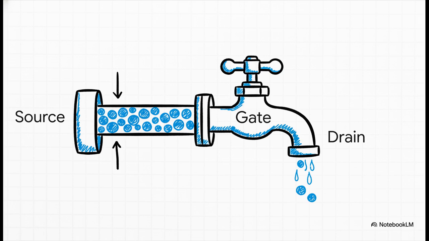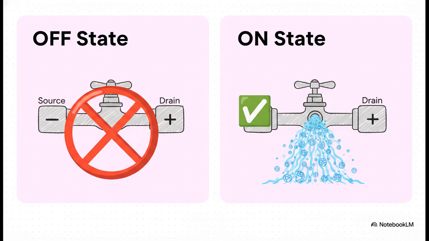The best way to picture this is to think of it like a faucet for electrons. You've got a source, which is where the electrons come from, and a drain where they want to go. The path between them is the channel, and the gate, well, that's the handle on the faucet. A tiny little voltage applied to it controls this massive flow of electrons, deciding whether they get to pass through or not.